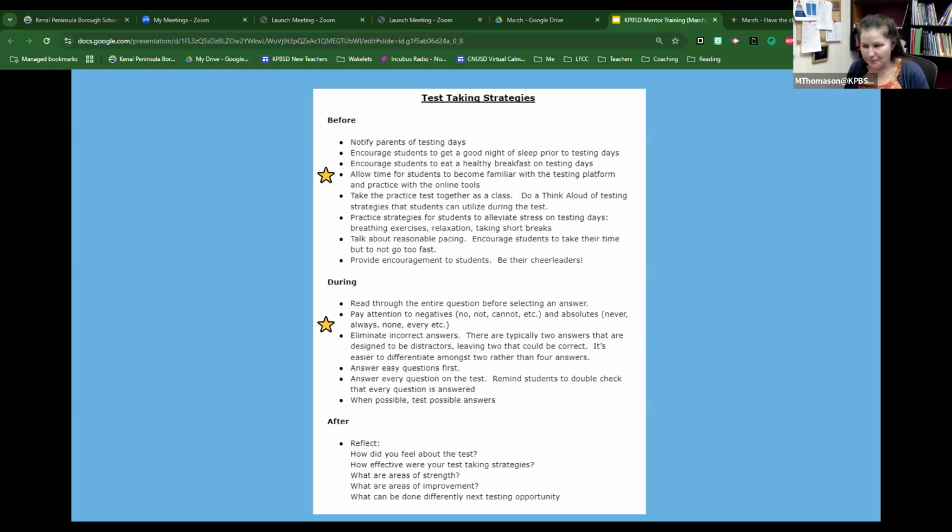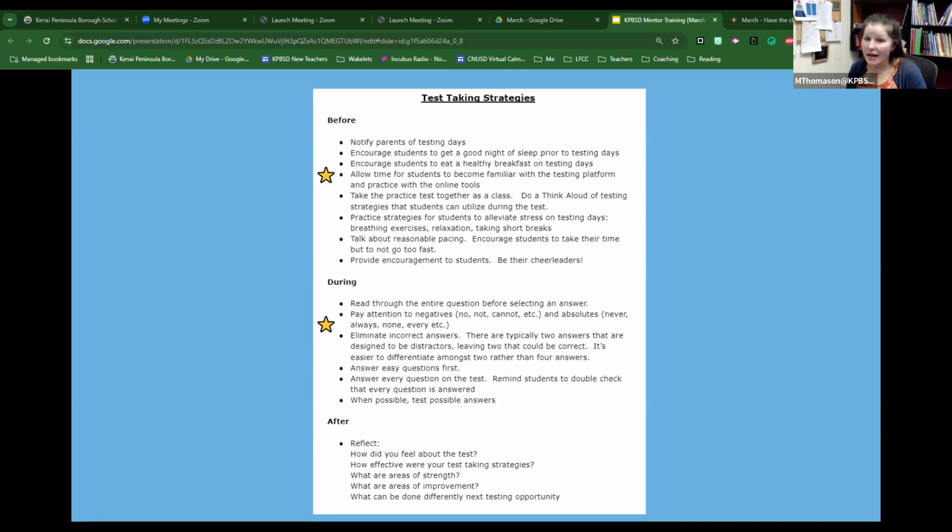So this is just a down and dirty resource to provide your mentee. Some of these things seem like common sense, but just having them all in one place is beneficial for somebody who may not be super familiar with what testing looks like.